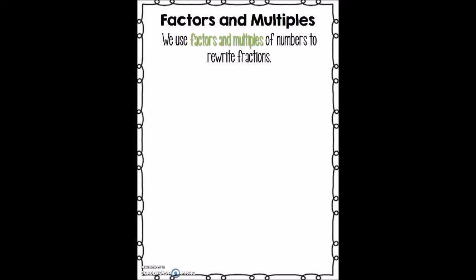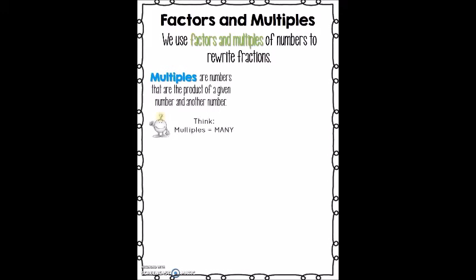So first, let's refresh our memory on what a multiple is. Multiples are numbers that are the product of a given number and another number. A memory trick for multiples is that you can think multiples equals many. So both of those words start with the letter M, so that helps you remember that there are many multiples.